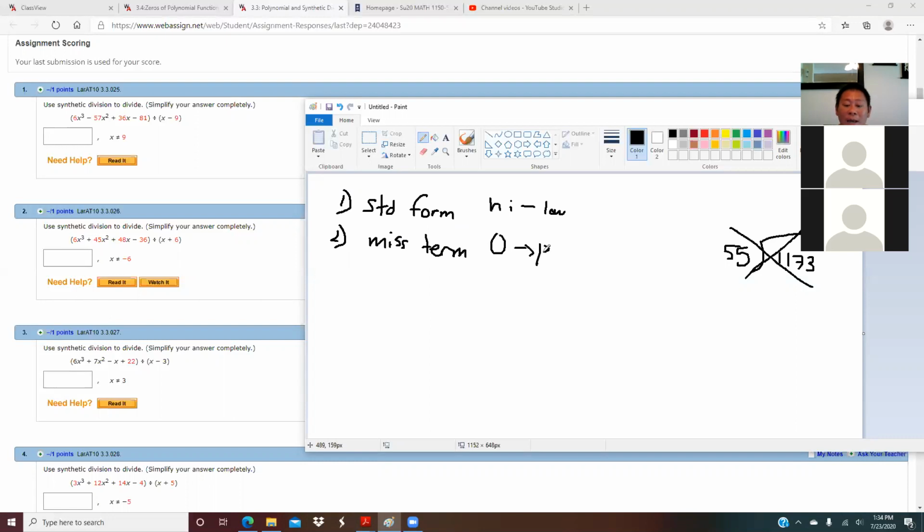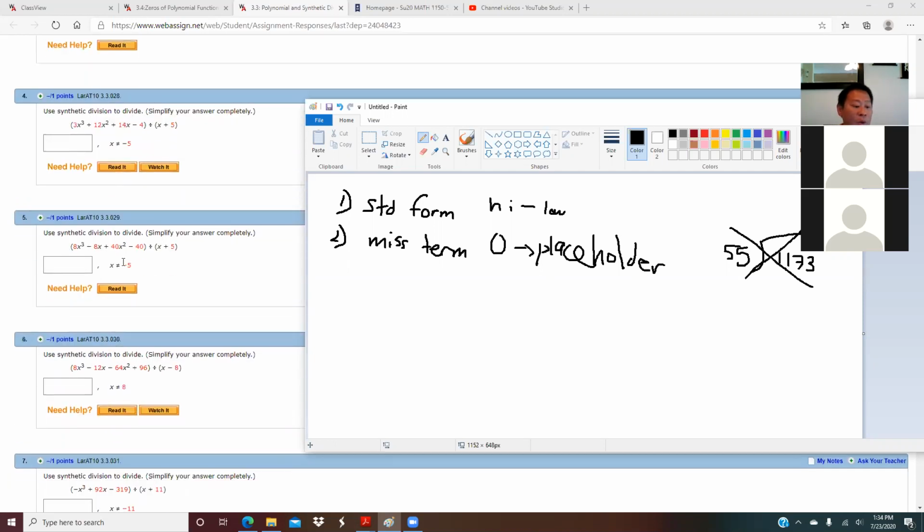So you notice that the first 4 questions that you see in your homework here don't have any missing term. And what do I mean by missing term? Missing term means that if you look at this, this is power 3, this is power 2, this is power 1, this is a number, no missing term.